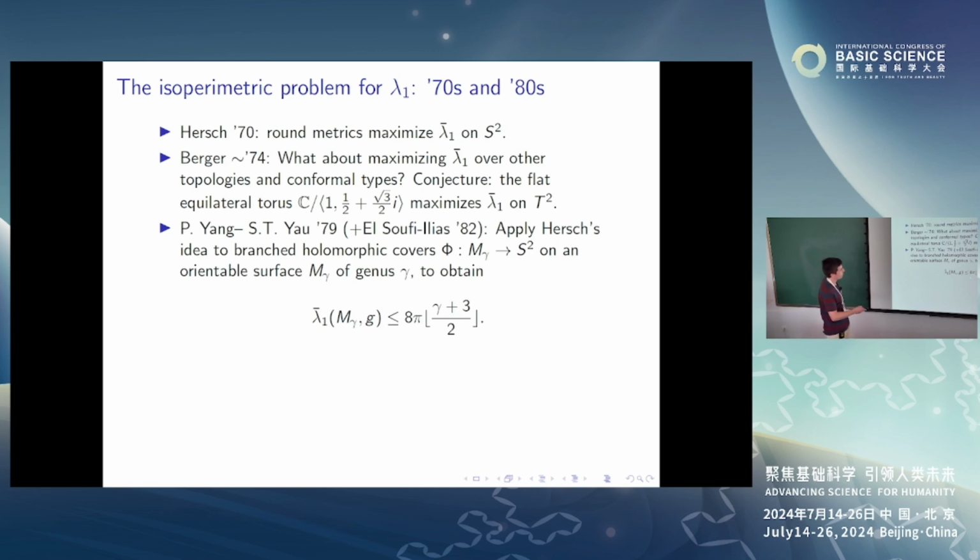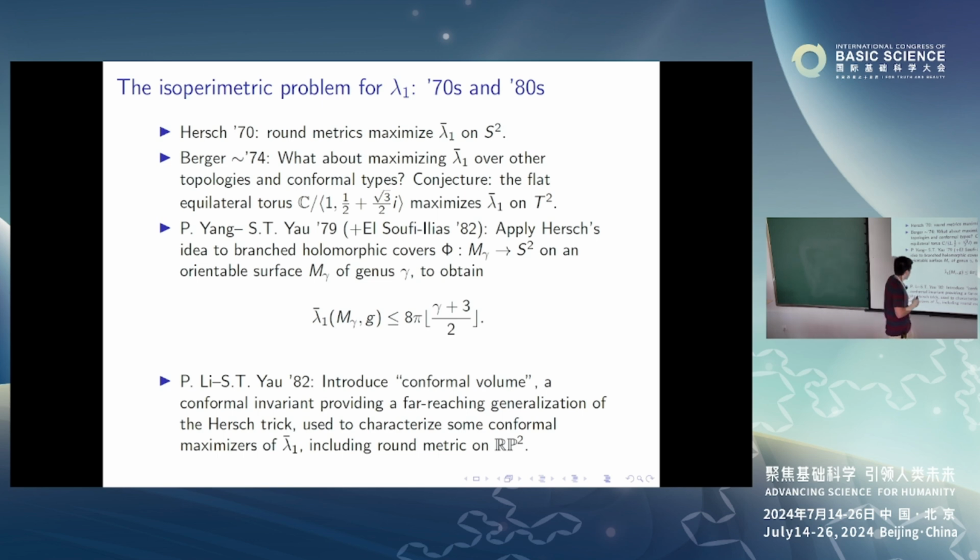So you have some universal upper bound for any metric on the surface of genus gamma, which grows linearly in the genus. While this bound isn't sharp in general, the linearity in the genus is. You can get linear lower bounds via hyperbolic metrics.